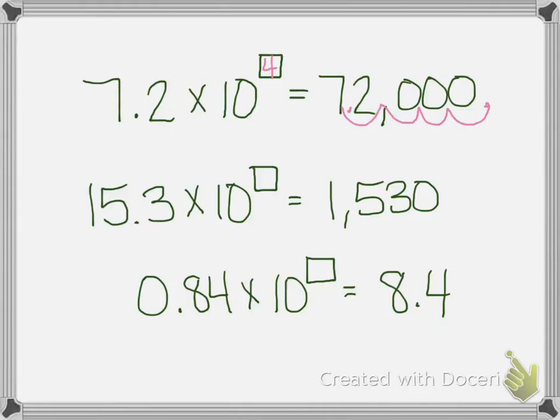The second one, B, says 15 and 3 tenths times 10 to the second. So 15 and 3 tenths started here. It moved over 2 decimal places, so the exponent would be 2. C says 84 hundredths times 10 to the something equals 8 and 4 tenths. So again, our decimal point started here and moved 1, so it would be 10 to the first power.